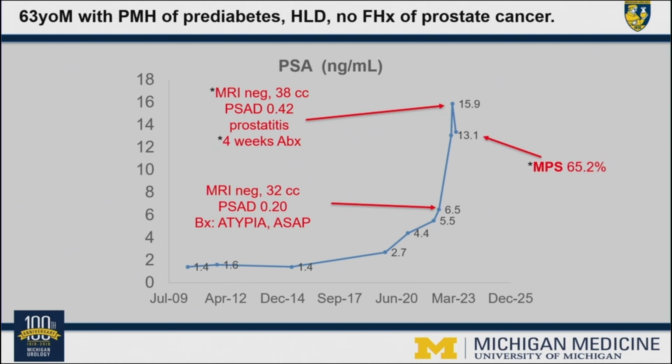So what I did was get a Michigan prostate score at the time, because this was developed at the University of Michigan. It showed a 65.2% risk of high-grade prostate cancer, and we proceeded to do a biopsy. I don't have a question about this, but in the room, what kind of biopsies will you do? May I comment on that?